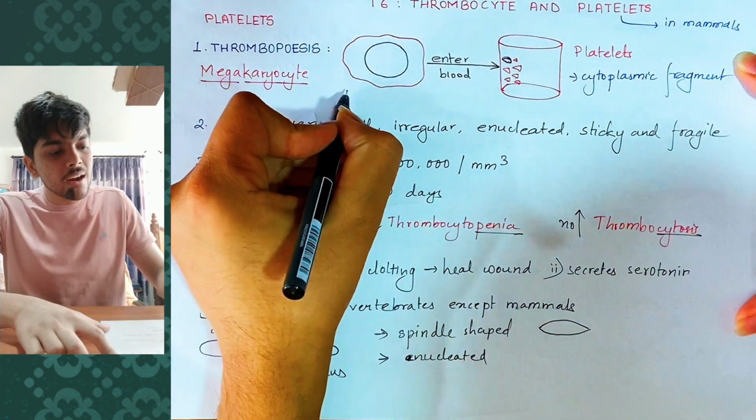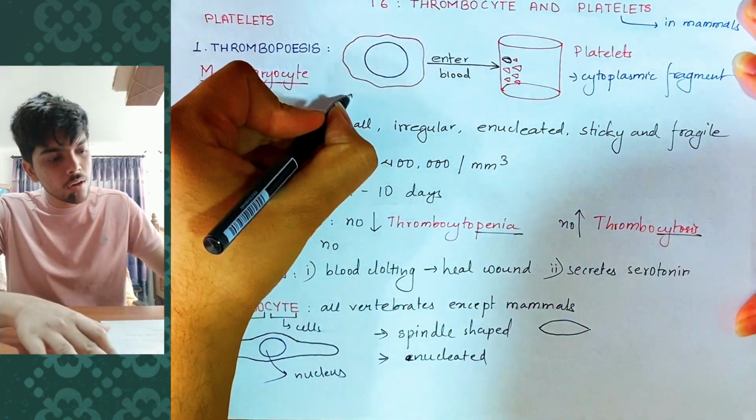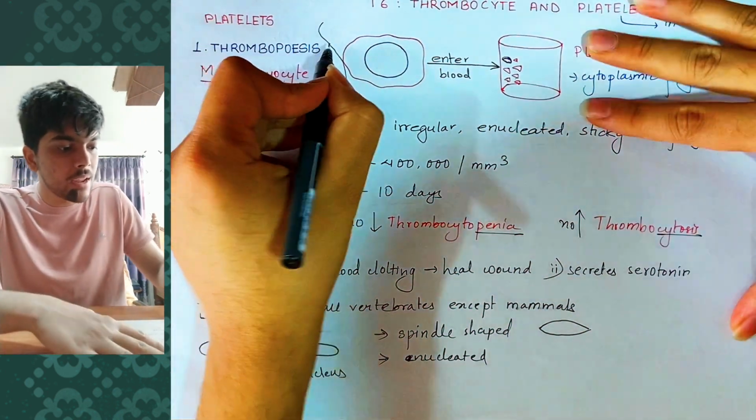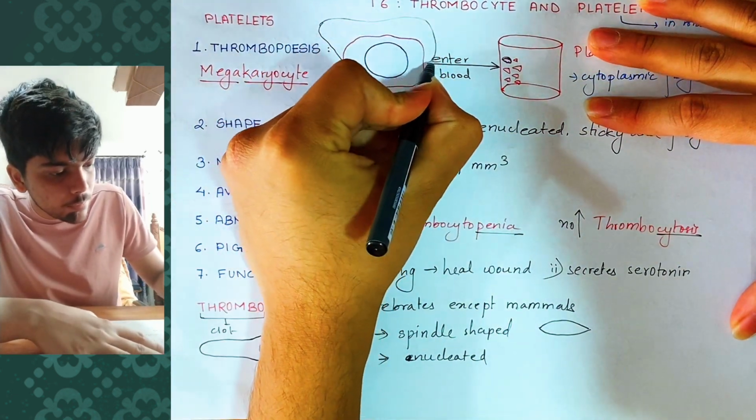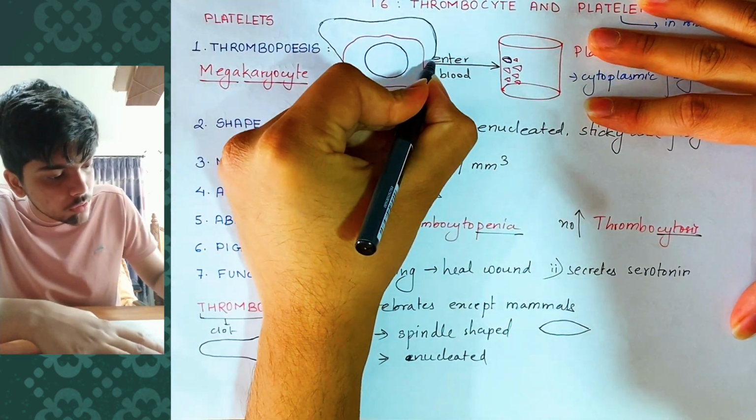Firstly, inside the red bone marrow, there's the long bone. This is the God damn it, I didn't tape my paper. That's why it's moving so much.